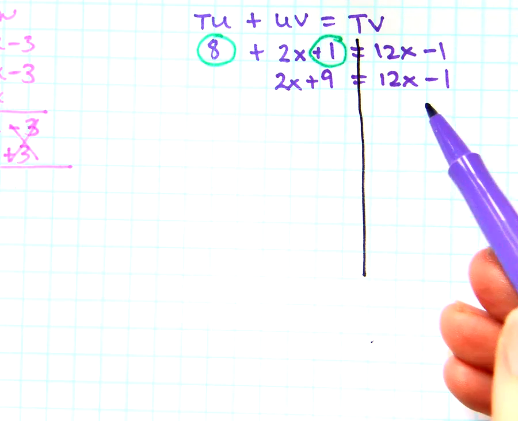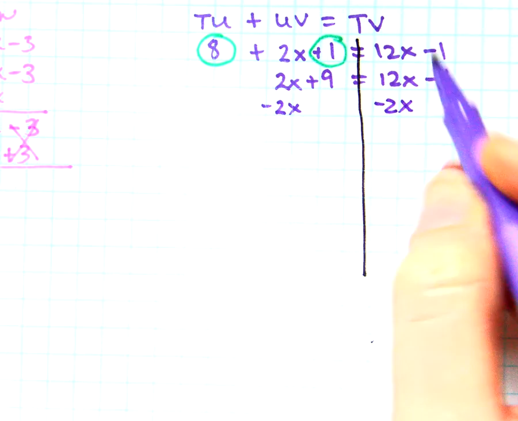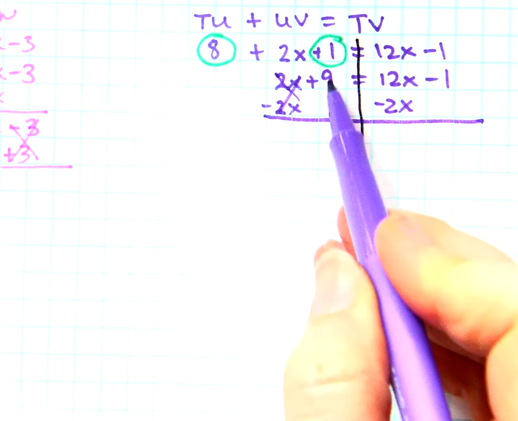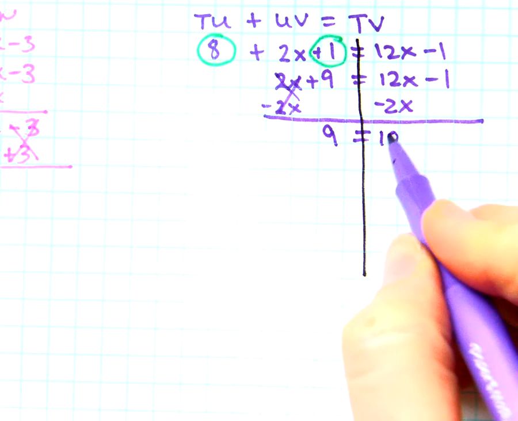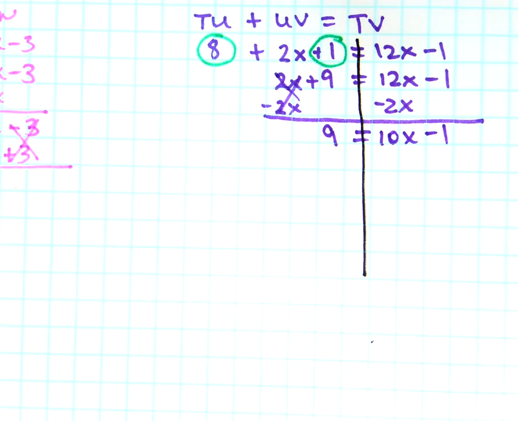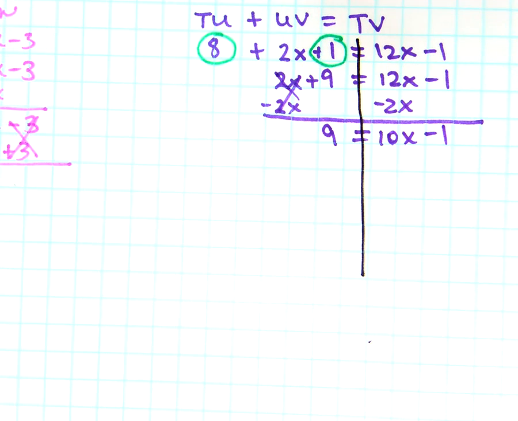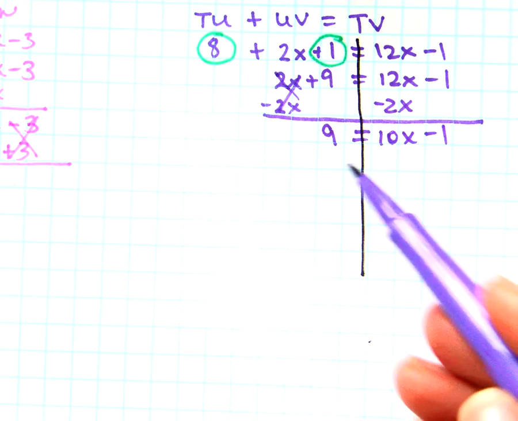So again, I'm going to the right. I'm going to get rid of 2x from this side. Right, so 2x minus 2x is 0, exactly what I want. Bring down the 9, nothing's affecting it. 12x minus 2x is 10x, bring down the minus 1. And again, so many people want to keep going to the right, but we want numbers on one side, x on the other.